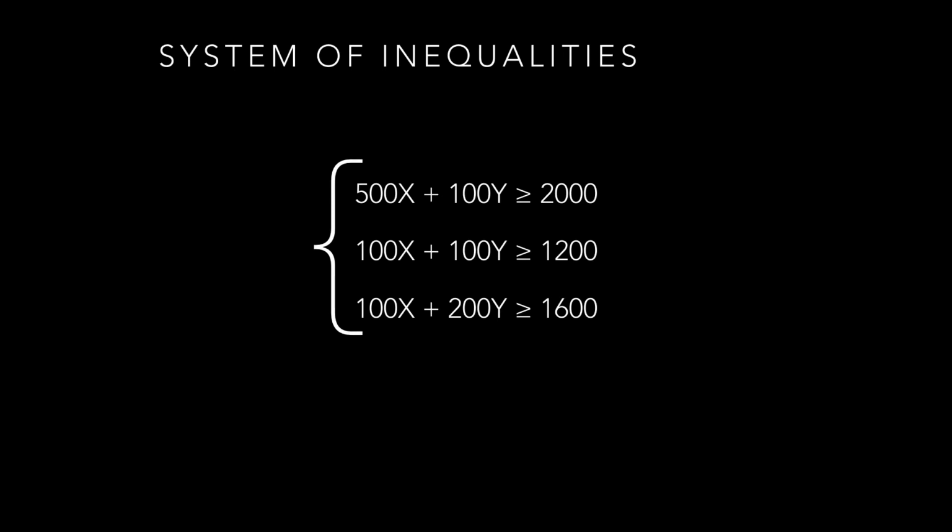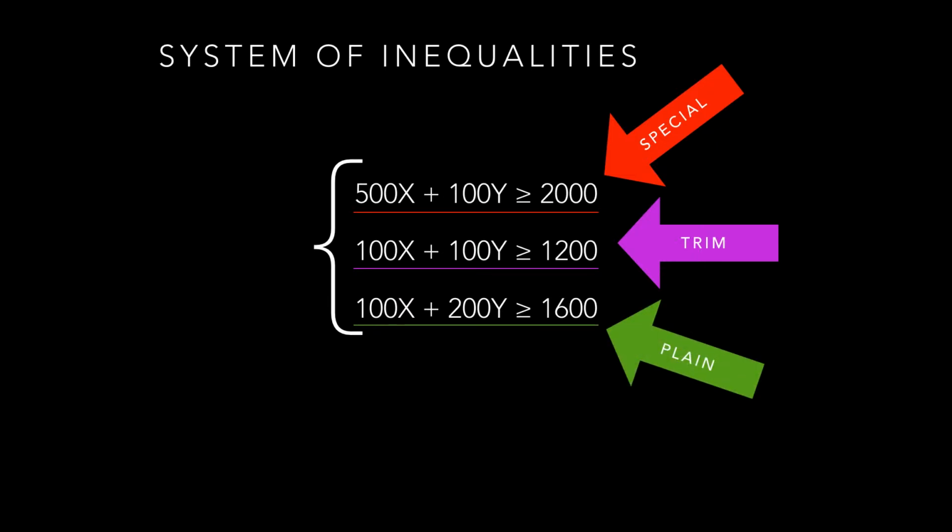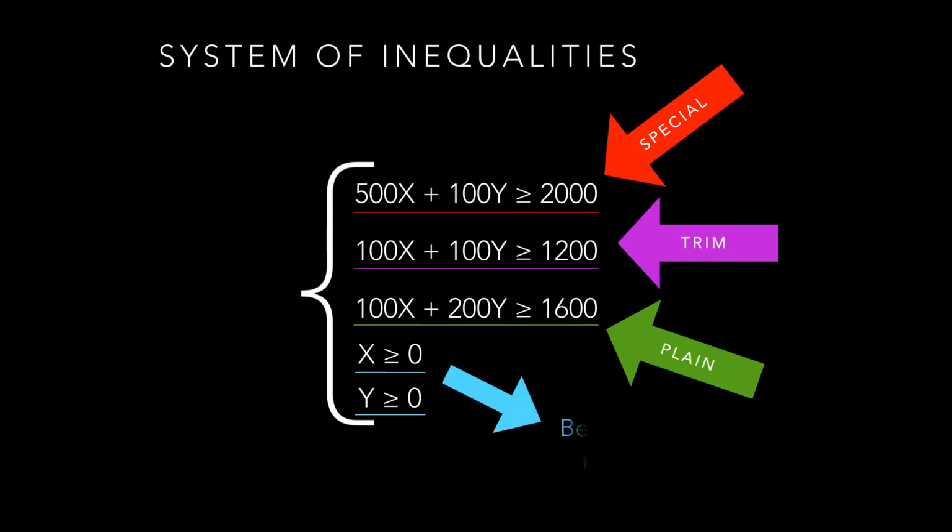Here is our system of inequalities, representing the first one special tiles, the second one trim tiles, and the plain tiles at least. And since it is a real-life example, x is greater than 0 and y is greater than 0. But why? Because you can't have negative labor costs.